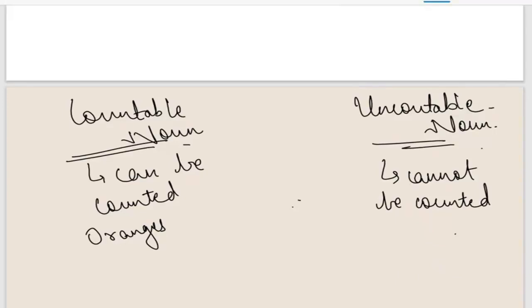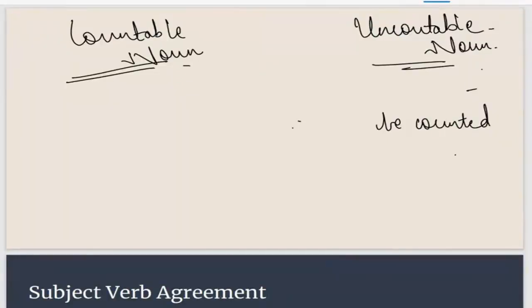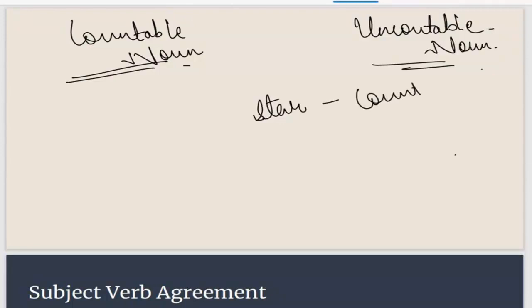Okay. So I have certain questions for you. I'm writing certain nouns here and you tell me whether it is a countable noun or an uncountable noun. If I ask you about star, is star countable or uncountable? Okay, so Sonal is saying that star is a countable noun. Very good. What about land?